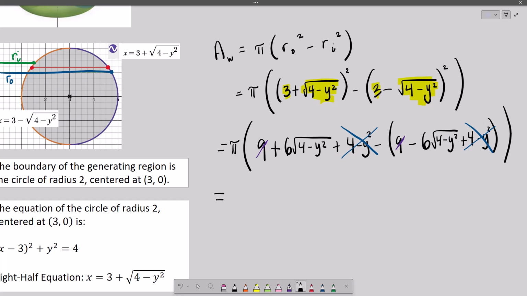Minus and minus turns it into a positive. So how many of those square roots do we have? 12. We get 12. So that is the area of the washer at a height of y.